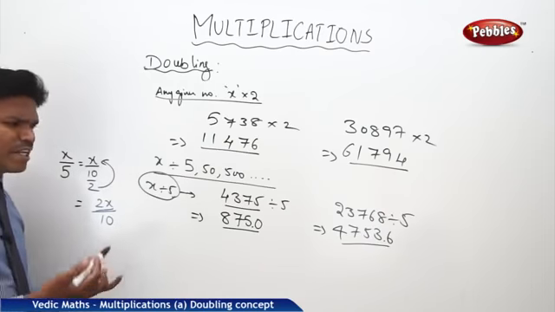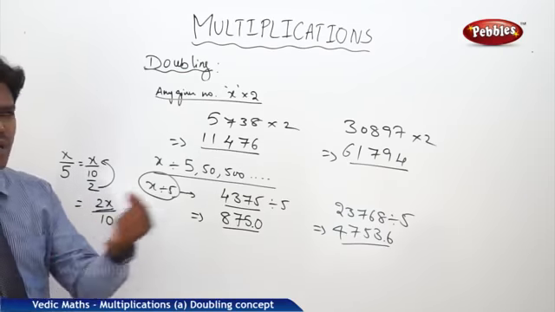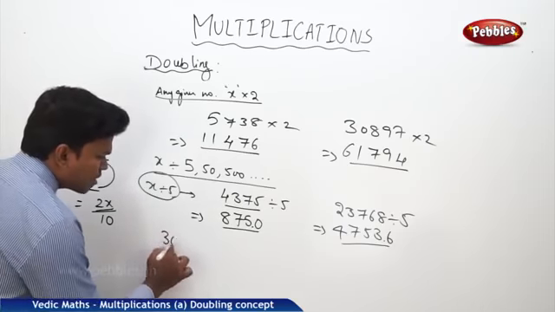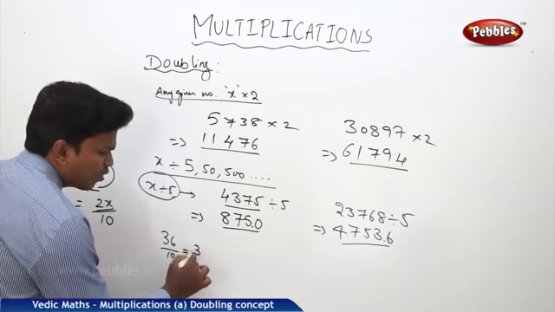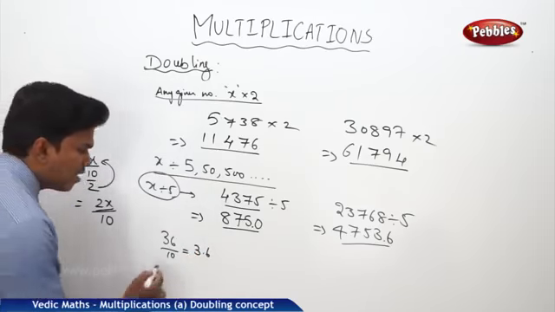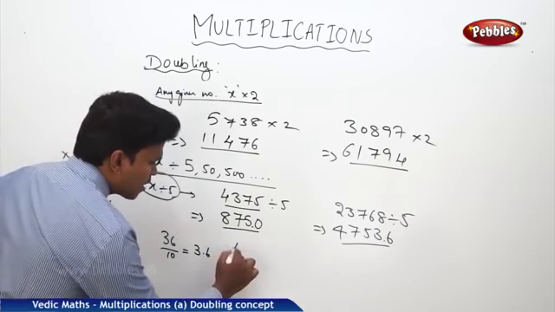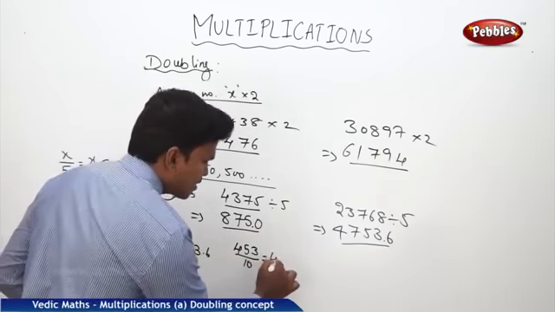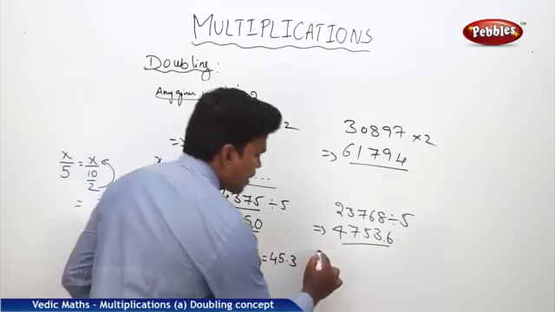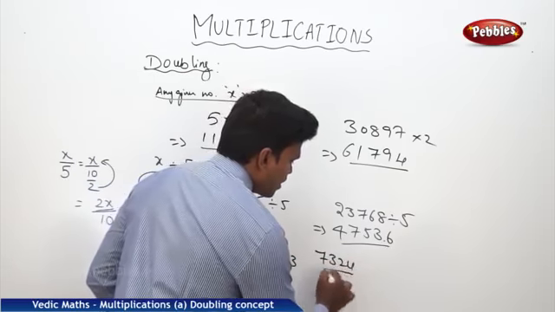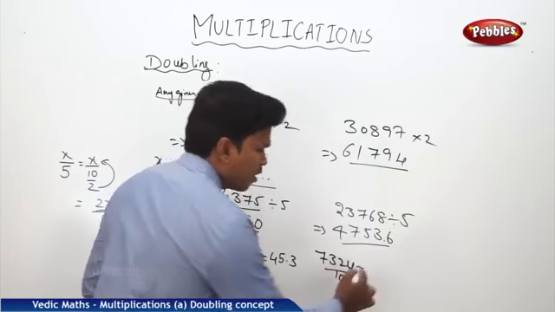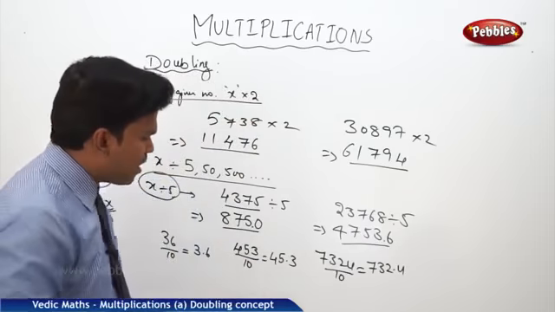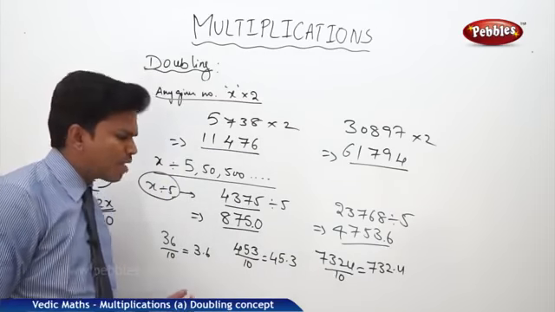So dividing the number by 10 is nothing but simply putting a decimal point after one digit from right. Yes or no? For example, I want to divide 36 by 10. Is my answer 3.6 or not? Yes. If I want to divide 453 by 10, what will be my answer? Yes, exactly 45.3. Suppose you take 7324 divided by 10, what will be your answer? It will be 732.4. Yes or no? If you observe in every division, when I am dividing by 10, what is happening?